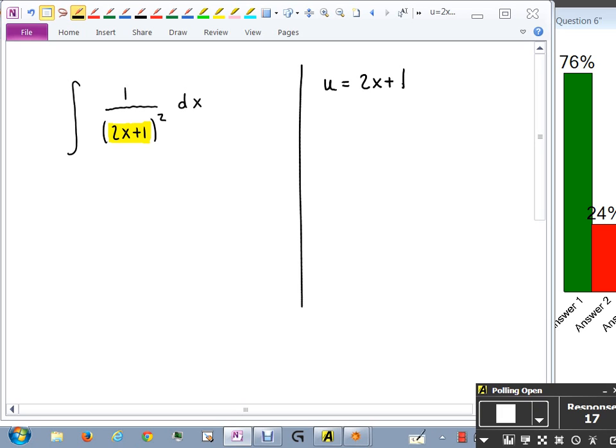Yes, the derivative needs to be in the numerator. The derivative of this is what, 2? Is there a 2 up here? No, there's a 1, so I'm off by a constant, right? But it's in the numerator. You'll see, we'll do problems where you might think the derivative's there, but it's in the denominator, which doesn't work.